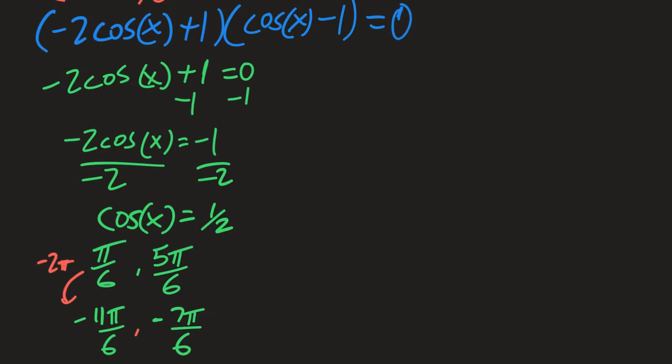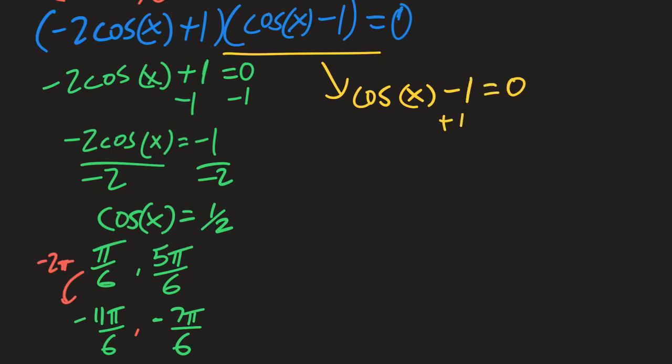So if we solve the second parentheses right here, we're going to get some new solutions. Cosine x minus 1 equals 0. Let's move that 1 over. Cosine x equals 1. And we're going to get two solutions for this again. We're going to have 0 and 2 pi.